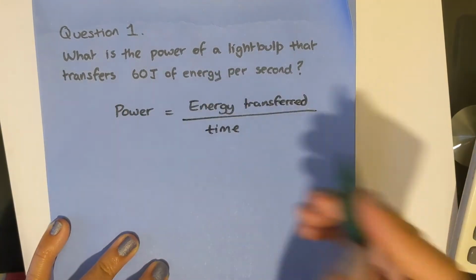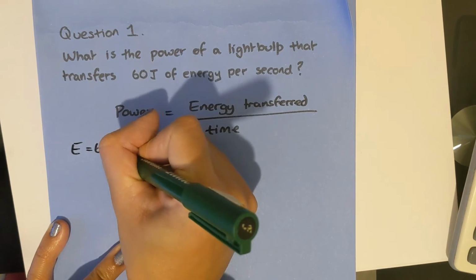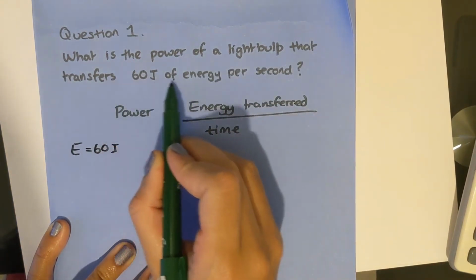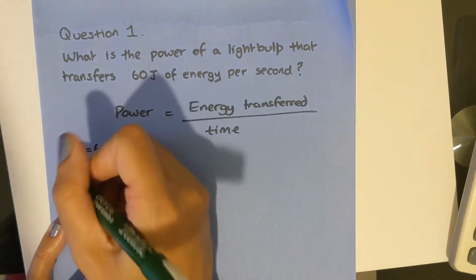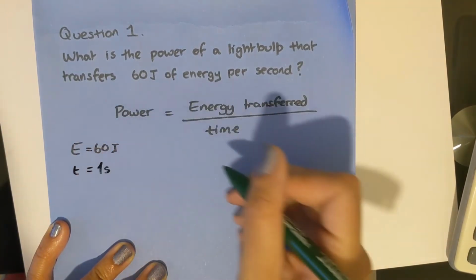We need to figure out what quantities we already have. We've got 60 joules, so energy equals 60 joules. We don't have a specified time, but it's saying 60 joules is transferred per second, so we could just do it for 1 second. So time equals 1 second.